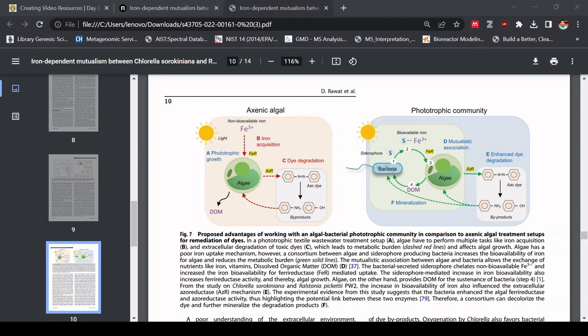Hello everyone, I am Dr. Deepak Rawat, and in this lecture I will be talking about designing microbial communities for the treatment of textile wastewater.